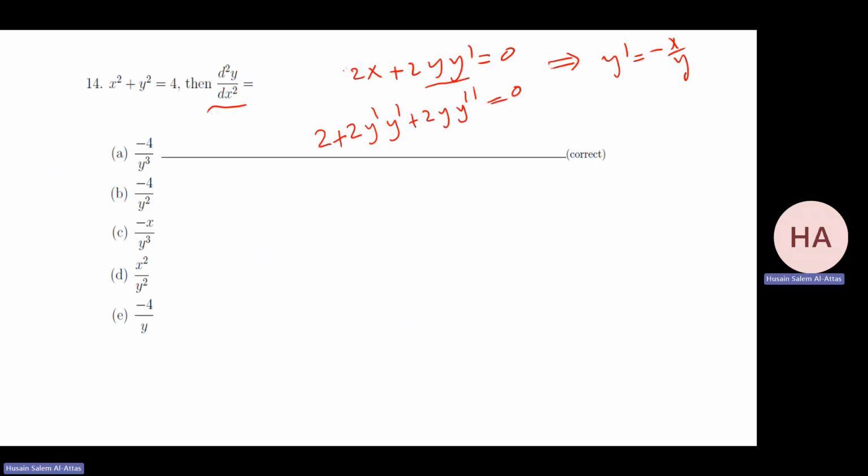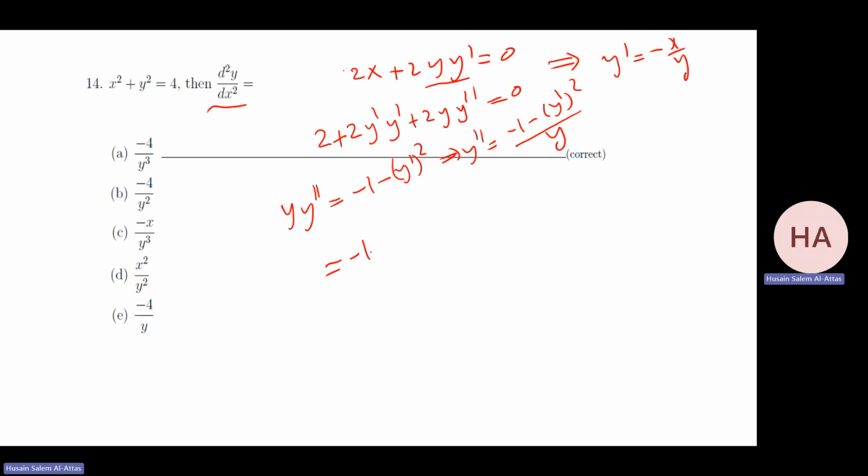I do product rule here. So 2y double prime, divide by 2 to cancel that 2. So I have 1 plus y prime squared, or I have y double prime equal, taking it to the other side, minus 1 minus y prime squared, over y.